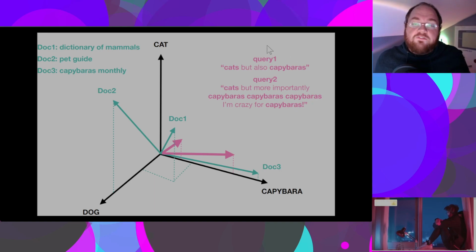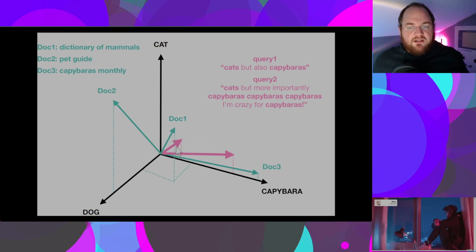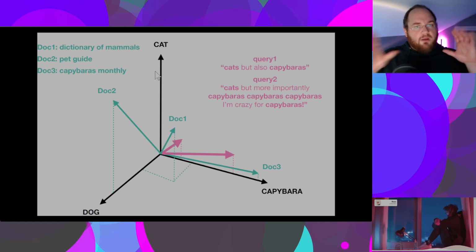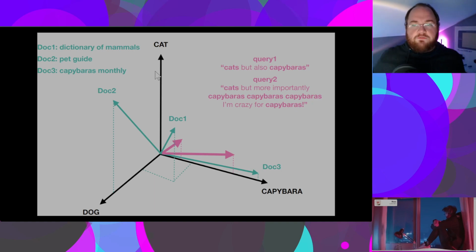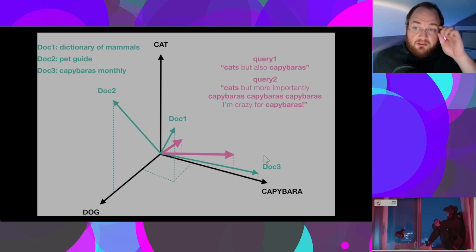Now, we're faced with two queries, right? Query 1: cats but also capybaras. This is us asking Google, for example. It has two words decently equally represented, right? And so it'll fall into this space with a little bit of representation with cats and a little bit with capybaras. The nearest vector to this one is almost certainly the Dictionary of Mammals, because it's going to equally represent all these different mammals. That would be the first thing to pop up if you said cats but also capybaras, ignoring the but also, because those are super irrelevant.